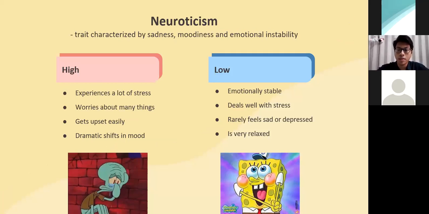And last but not least is neuroticism, which is a trait characterized by sadness, moodiness, and emotional instability. Individuals who are high in this trait are more likely to experience mood swings, anxiety, irritability, and sadness. They tend to get more stressed, worry about many things, get upset easily, and have very dramatic shifts in mood. But those low in this trait tend to be emotionally stable and emotionally resilient. Next.